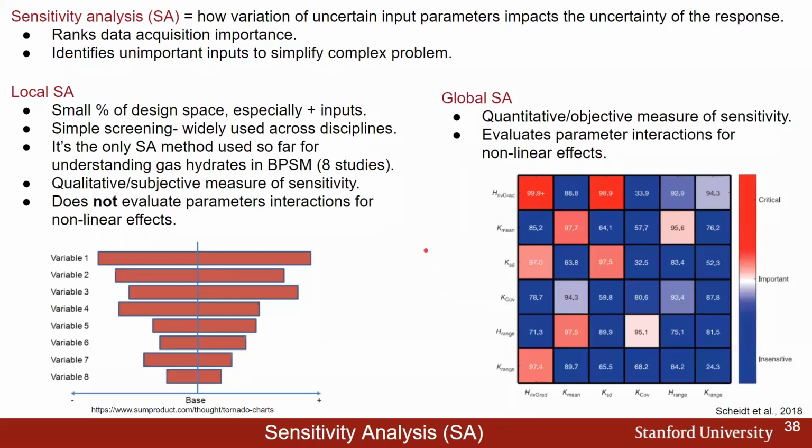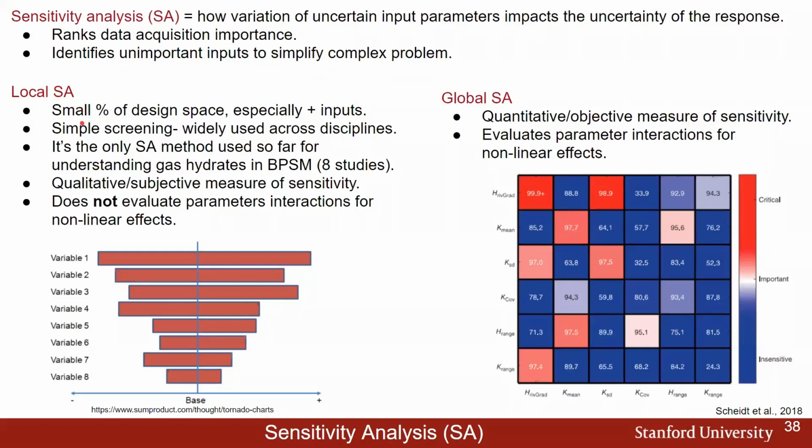Now, I mentioned sensitivity analysis. Overall, it is how the variation of uncertain input parameters for models, for example, impact the uncertainty of the response or the output. It ranks data acquisition importance, and it identifies unimportant inputs to simplify complex problems. There's two main types of sensitivity analysis, including local and global.